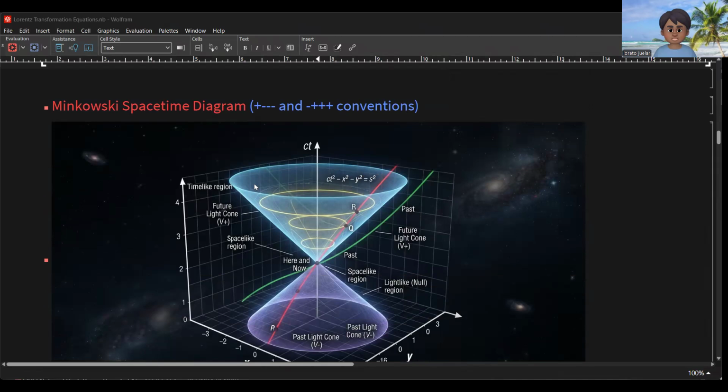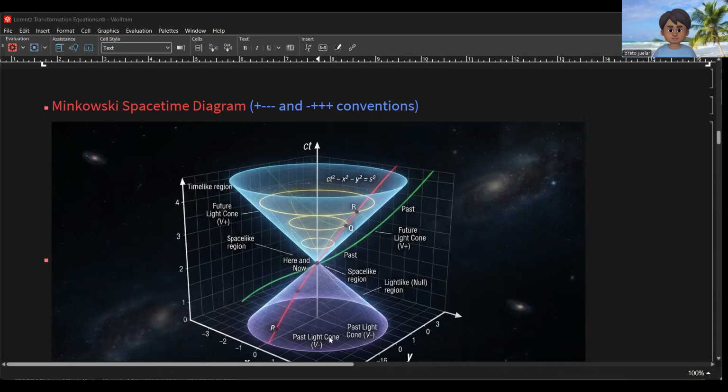We have the time-like region. It refers to the inside of the cone here. Now, above the origin here refers to the future events. Then we have the present here at the center. We have the present here and now. And we have the space-like region here. It refers to the lines outside the cone here.